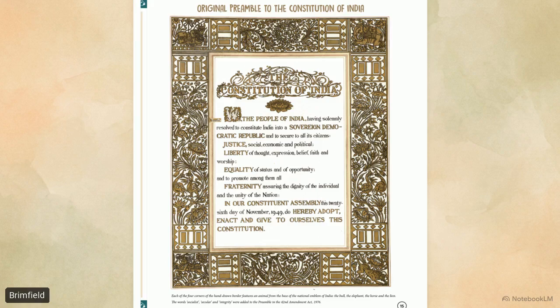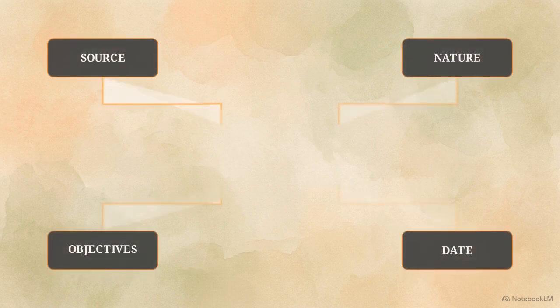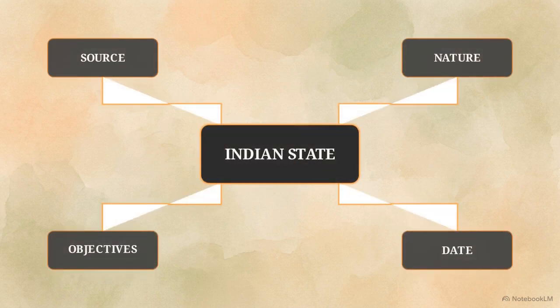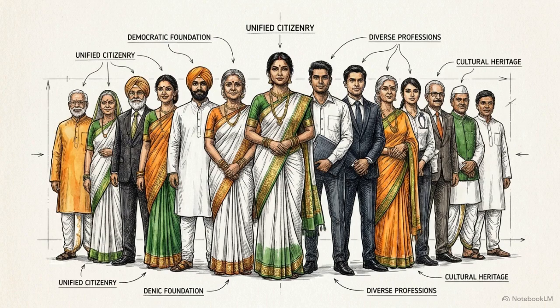To understand it, we must split the text into four operational quadrants: the source of authority, the nature of the state, the objectives of the Constitution, and the date of adoption. This schematic establishes the technical parameters for the Indian state and defines how its constituent parts are intended to function. The first quadrant establishes authority. By opening with "We the people of India," the document explicitly bypasses any external power or hereditary monarch, locating the ultimate source of political legitimacy directly in the citizenry.